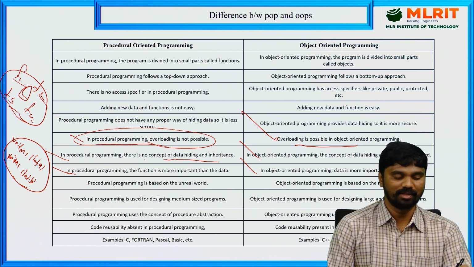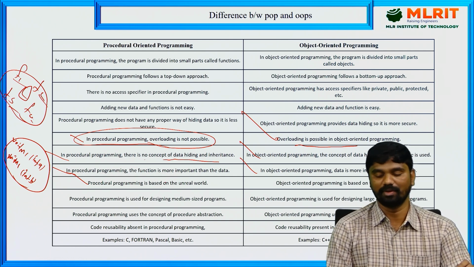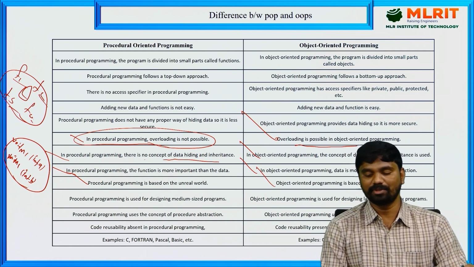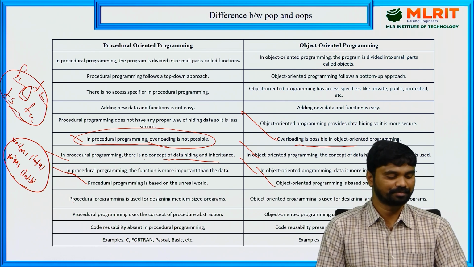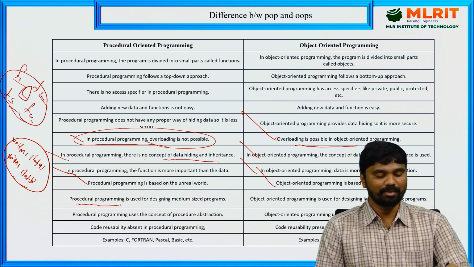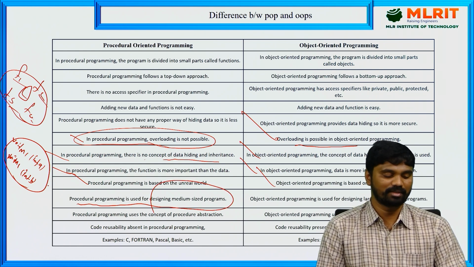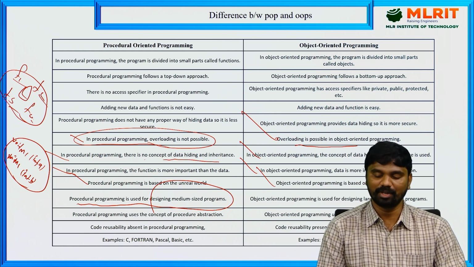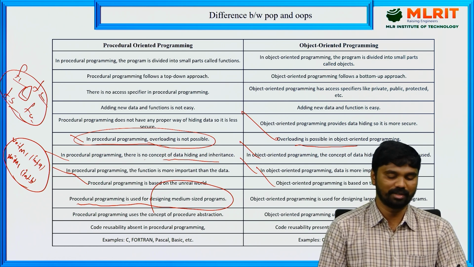That is the thing. Next, procedure oriented programming language is based on the unreal world. But object oriented programming is based on the real world. Next, procedure programming is used for designing medium sized programs, which means we cannot develop that complex level of applications. But in object oriented programming language, we can design large size as well as complex level applications. So that is one important point also.